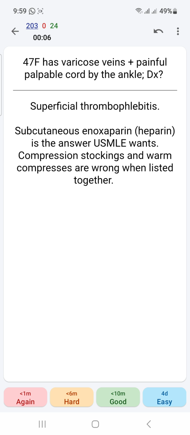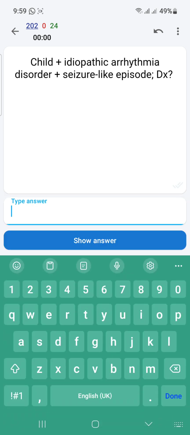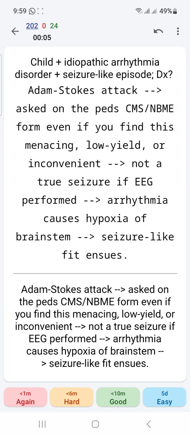Subcutaneous enoxaparin. Heparin is the answer USMLE wants. Compression stocking and warm compresses are wrong when listed together, and I would always select those. Subcutaneous enoxaparin. Child plus idiopathic arrhythmia disorder, seizure-like episode, disease is Adams-Stokes attack, which is asked on the PEDS CMS or NBME form, even if you find this menacing, low yield or inconvenient.